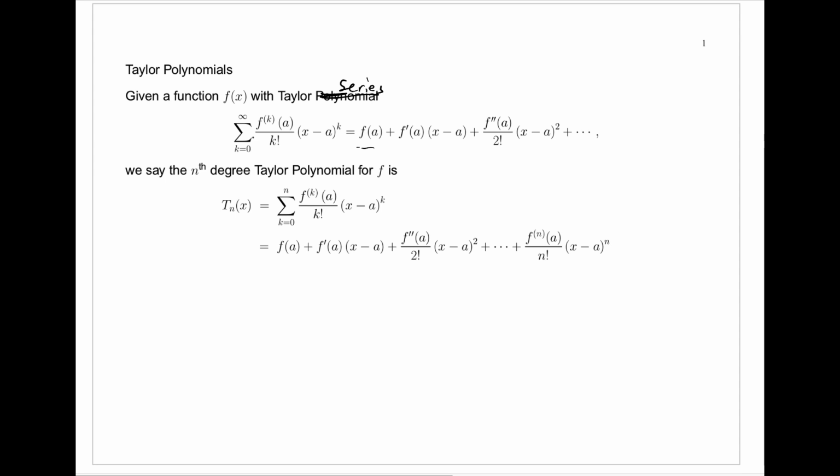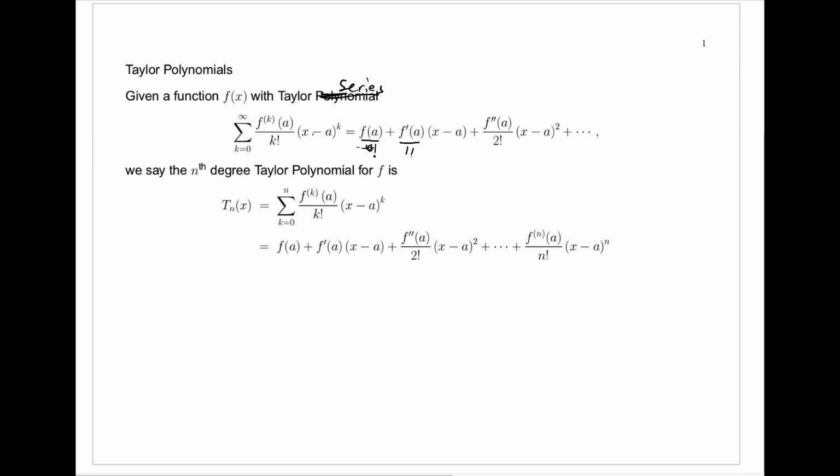Remember, the kth Taylor coefficient, that's the coefficient on the x minus a to the kth power, is exactly the kth derivative of f at a divided by k factorial. So remember, we can think of f of a as the 0th derivative of f over 0 factorial. 0 factorial we interpret as just 1. And f prime of a we can think of as the first derivative of f over 1 factorial. And then, of course, we have the second derivative of f at a over 2 factorial, etc. This is the general form of a Taylor series for a function f centered at a.